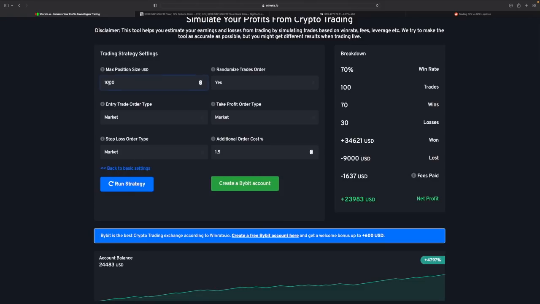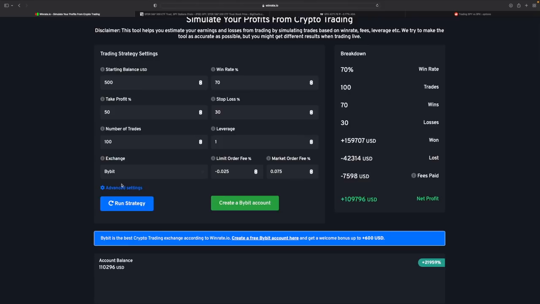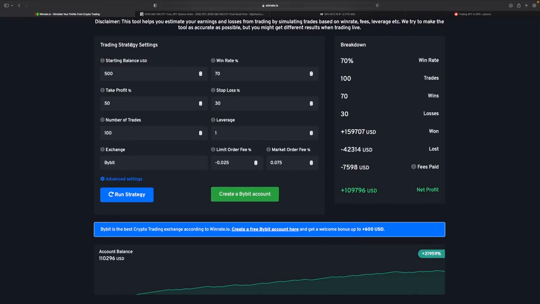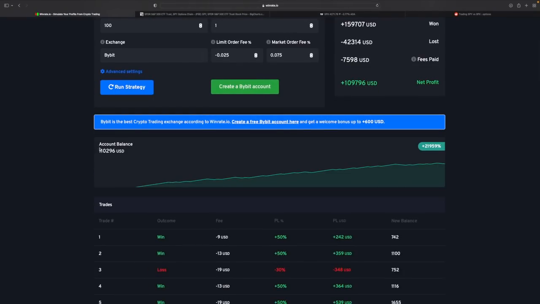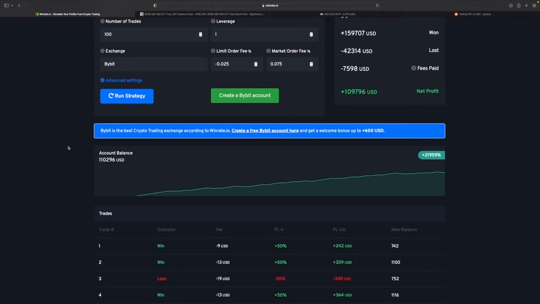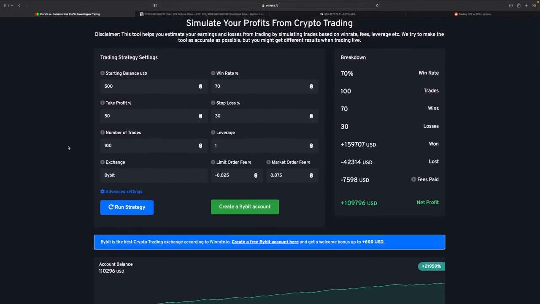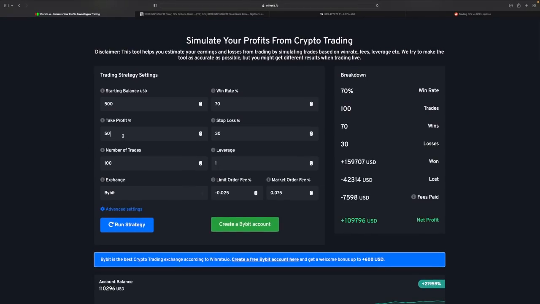And the funny thing is, if I change this to 5,000 and run this strategy again, look, if you're not capping yourself to a maximum position size of $1,000, you are looking at 110K in 100 trades. That is insane. And you don't have to take 1,000% returns on every trade.